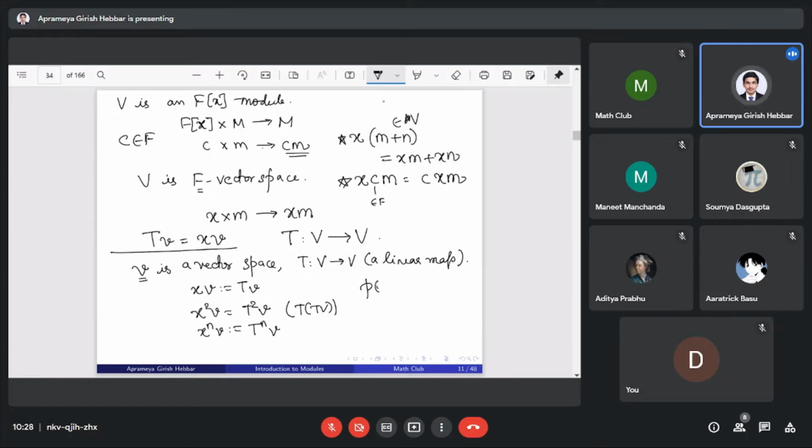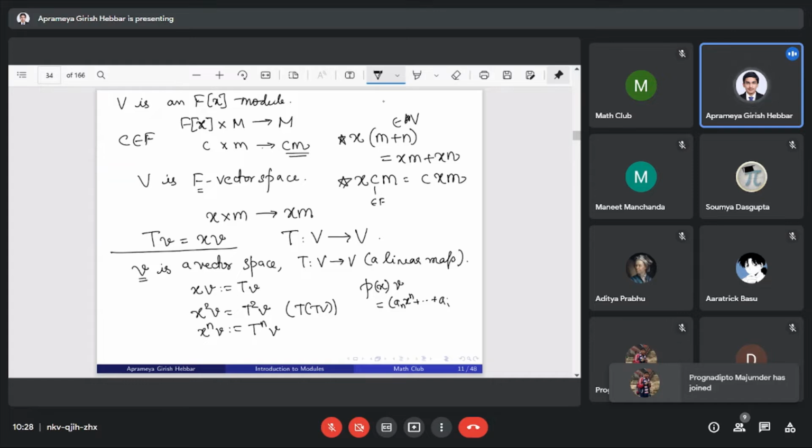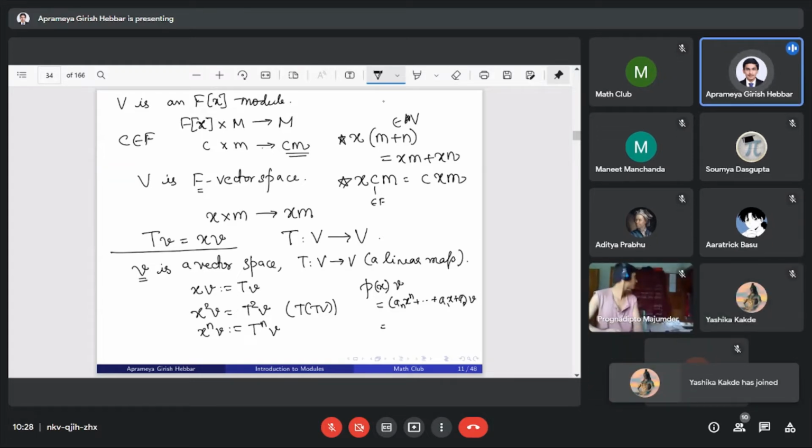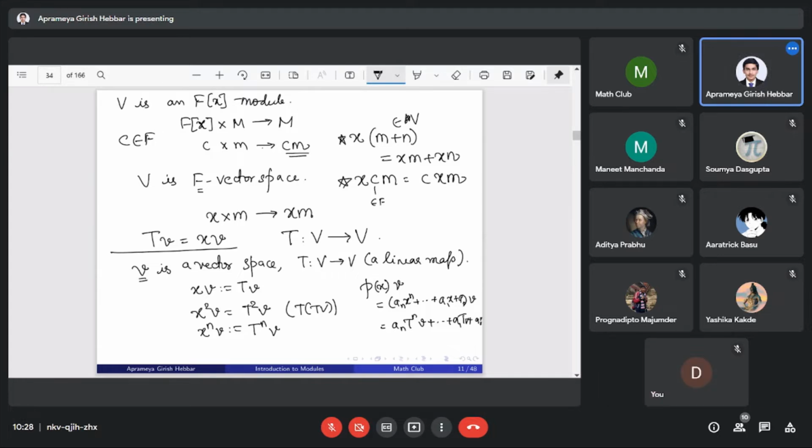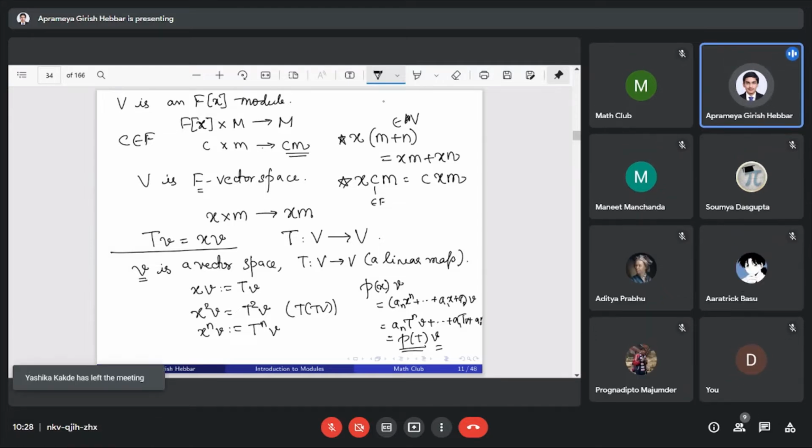So any polynomial p of x, I'll define p of x times v to be, say if this is a_n x^n plus up to a_1 x plus a_0, times v, then I define this as a_n t^n v plus up to a_1 t v and a_0 v. So this is basically p of t acting on v. The polynomial p, now x is replaced by t, and that is acting on v. So with a linear map and a vector space, you can turn it into a module.